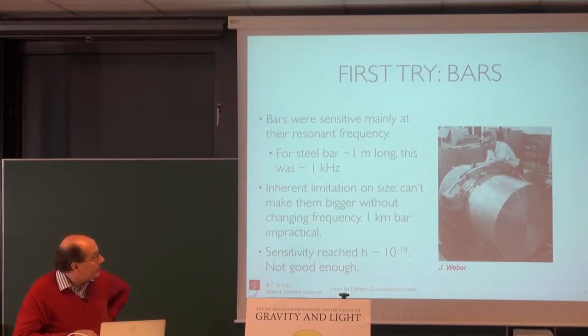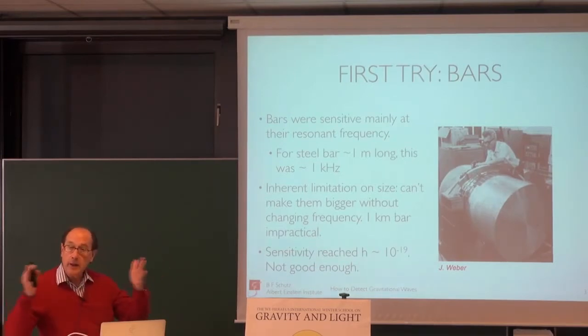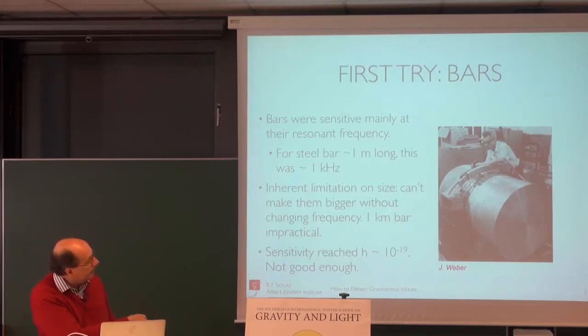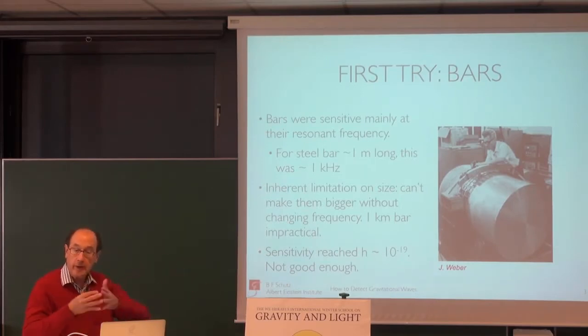Now, a bar detector operates mainly at its resonant frequency. It's a metal cylinder, aluminum or steel, and a gravitational wave comes in from the side, and you want to think about that polarization pattern. As the gravitational wave comes in from the side, the stretching in the x direction stretches the bar. And then after the gravitational wave has passed through, the bar has been stretched a little, and it oscillates, and you pick up that oscillation.